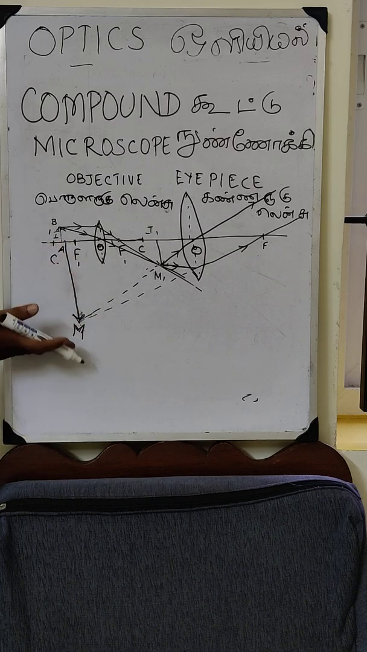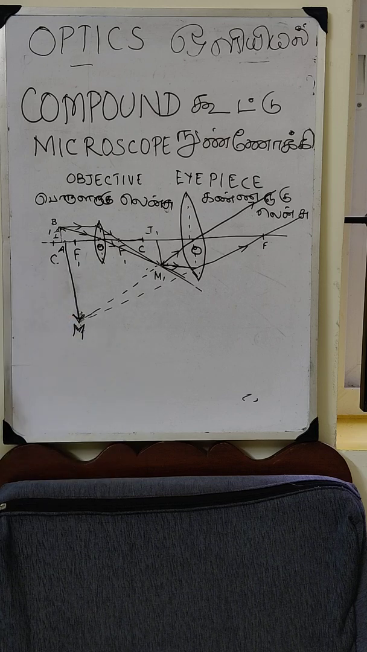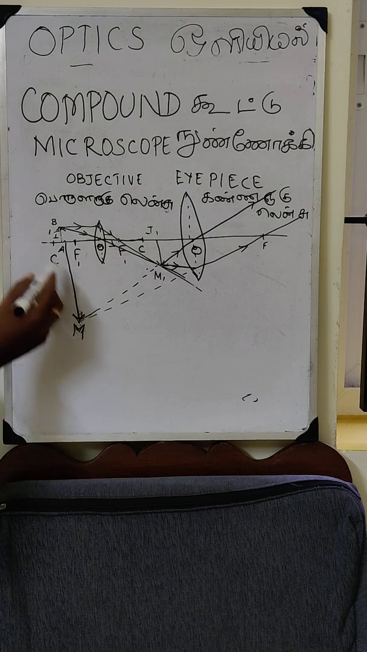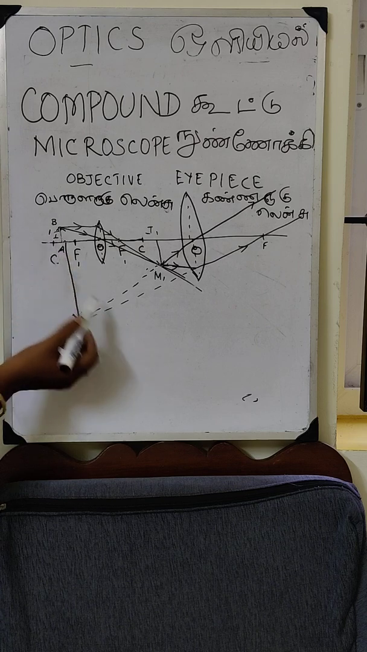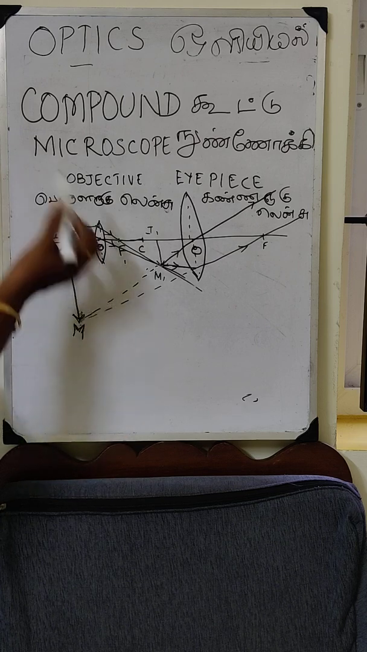So it is upside down. In a compound microscope only circular objects can be seen correctly. So this is magnified twice. This is called a compound microscope.